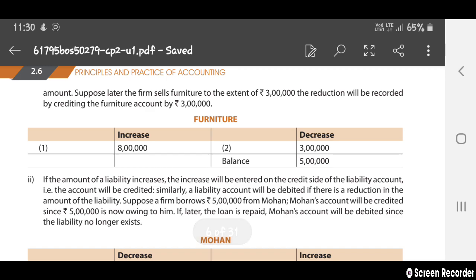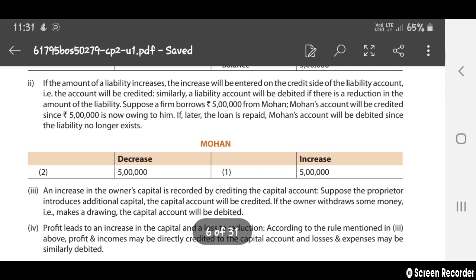See, first you have decided on an increase of 8 lakh. Next the firm decides, okay, you are taking a huge amount of furniture, so we are giving you a reduction of 3 lakh. So 8 minus 3 will be 5. Therefore the total balance will be 5 lakh. It is balanced.